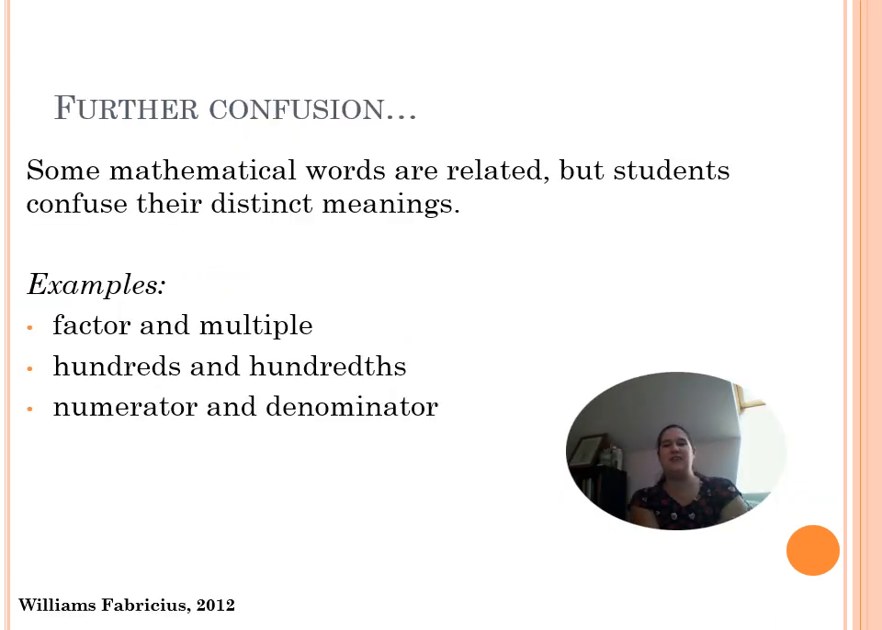So there's also further confusion where some mathematical words are related, but students confuse their distinct meaning. We've already spoken about factor, and factor and multiple are one of the big things that I found as a Year 6 teacher children confused. They didn't know which was which. They did when I prompted them, but they used to confuse them. Sometimes things like hundreds and hundredths, which have to be pronounced really carefully, can be confusing, and pupils often confuse numerator and denominator in terms of the top and bottom numbers of fractions. So there's all this confusion about mathematical language, and there is a wealth of mathematical vocabulary that pupils need to be introduced to.